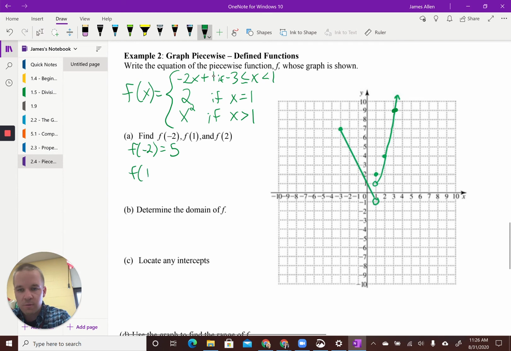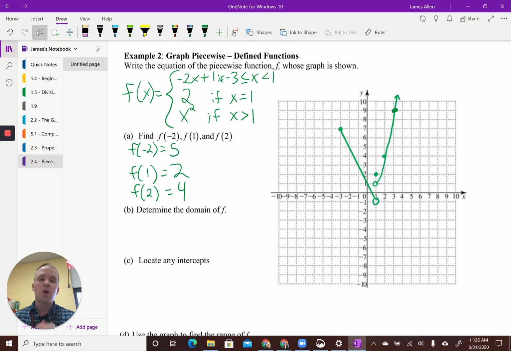Alrighty, f of 1. Well, where's that going to happen on my graph? That's right here. So boom, 2. And if I have f of 2, that's going to be right here, which has the point 4. Great. So you use the equation, the piecewise function equation. We can use the graph. We can use both. It's good to be good at both.